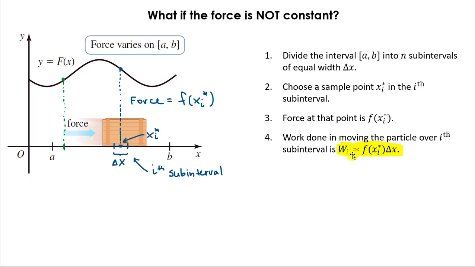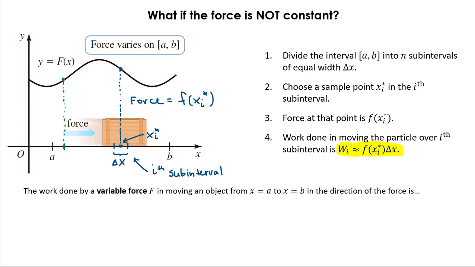Now, can I do that trick for every interval? And the answer is yes, of course, why not? And then if I can find the approximate work done for each subinterval of the length delta x, what happens when I add those values up? Well, then I'm going to obtain an approximation of the work done in moving the particle over the entire interval AB.